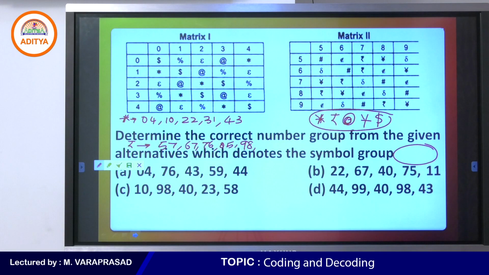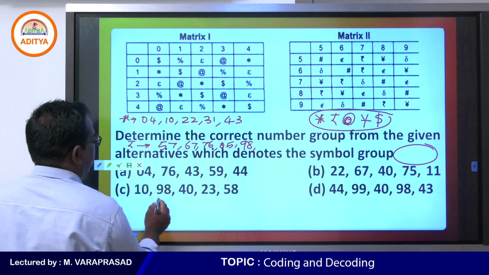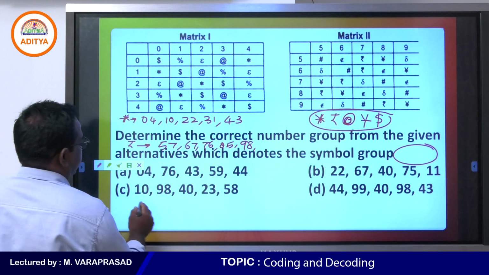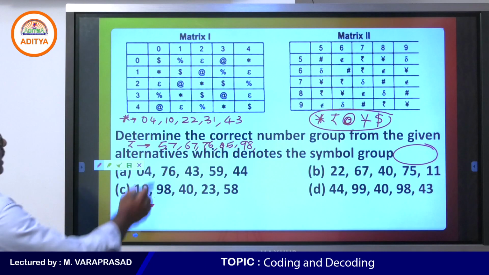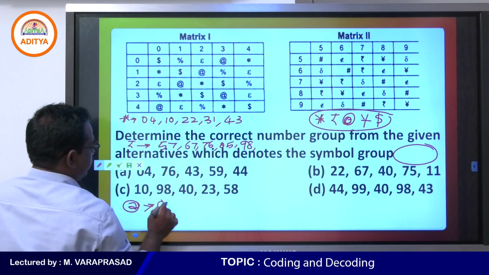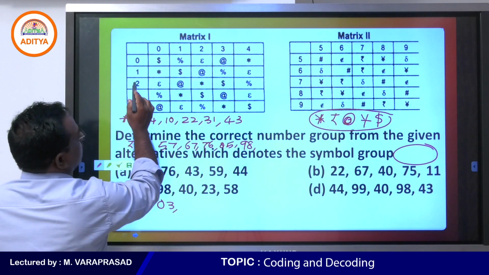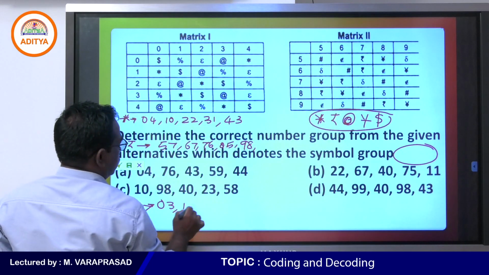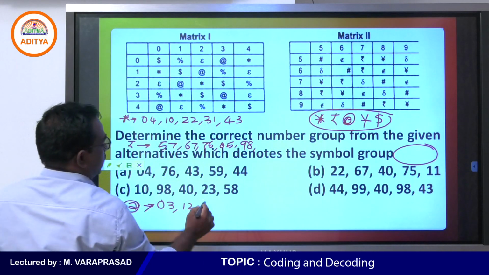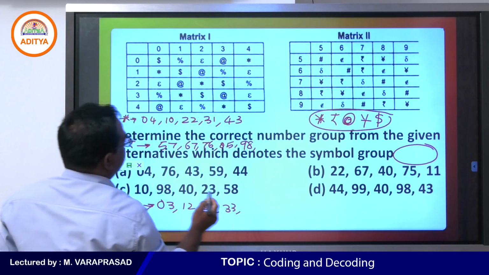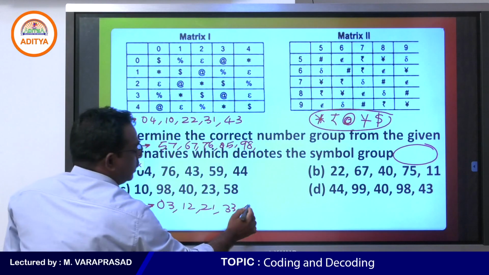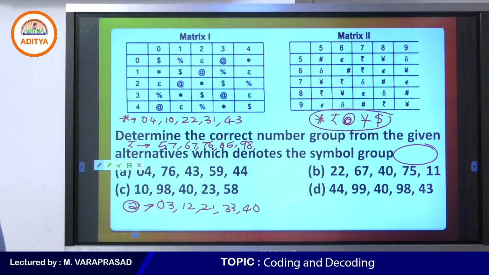Now take the third symbol. How many ways can you represent the third symbol? The third symbol is at the rate. If you take at the rate, how many ways can you represent at the rate? Here at the rate is 0 3. Next one at the rate is 1 2. Next one at the rate 2 1. At the rate 3 3. Next one at the rate 4 0. In these many ways you can represent at the rate.